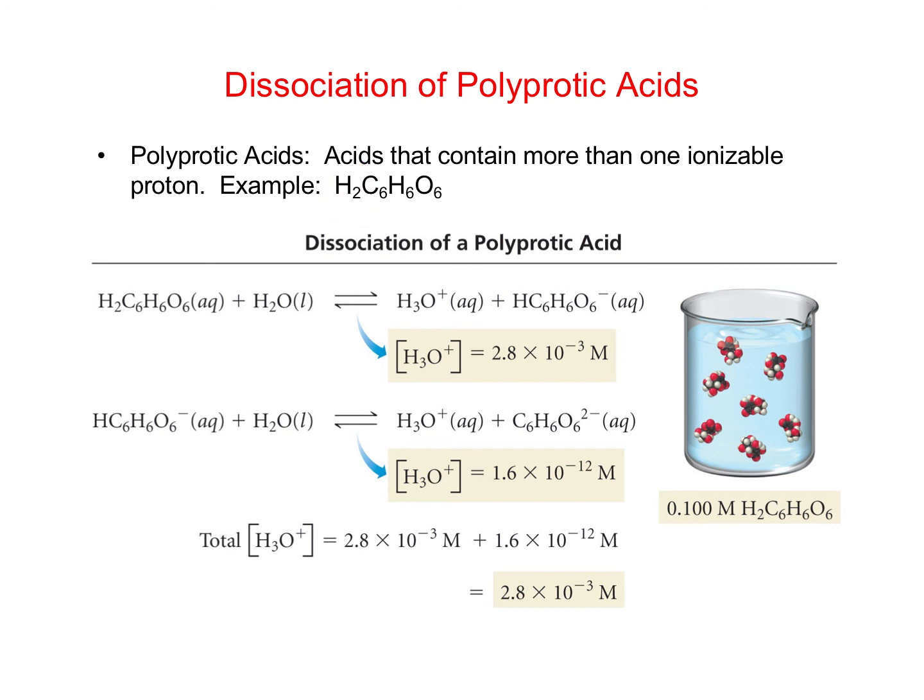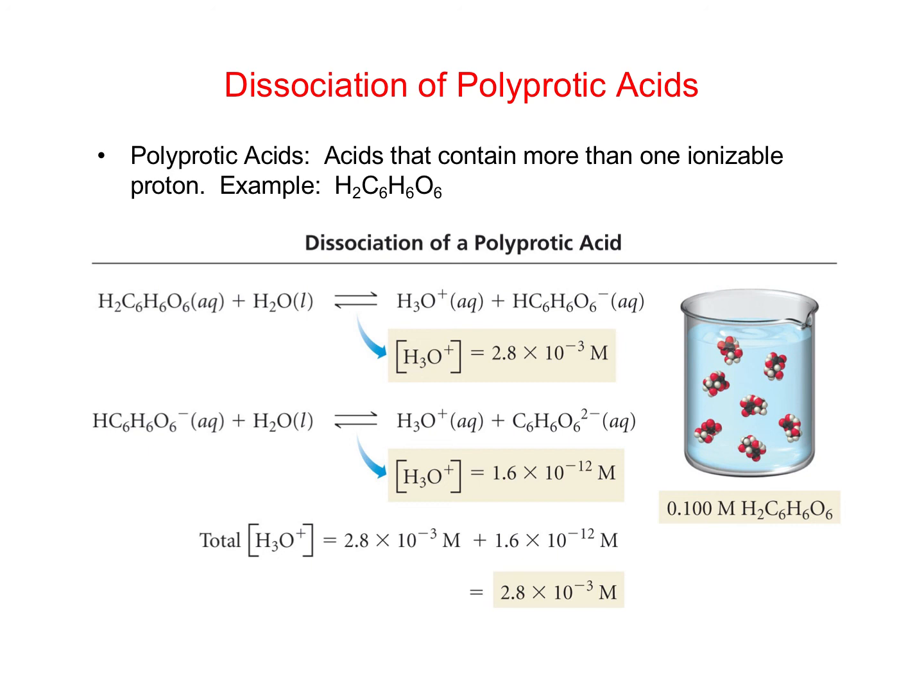And if we look at this particular polyprotic acid, it is a weak acid, and so it only partially dissociates, and the first proton in a 0.1 molar solution creates 2.8 times 10 to the minus 3 molar H3O plus ions. The subsequent protons are always less acidic.